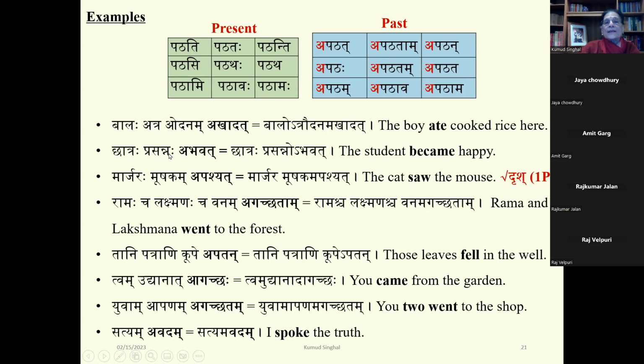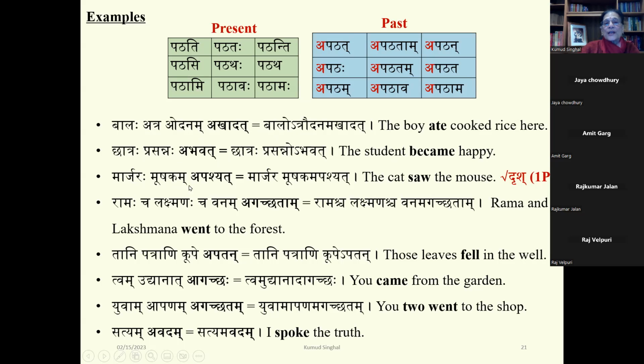Chhatraha prasannaha abhavat. Again, this form, abhavat. So the student became happy. So here prasannaha abhavat, again you will have prasanno abhavat.